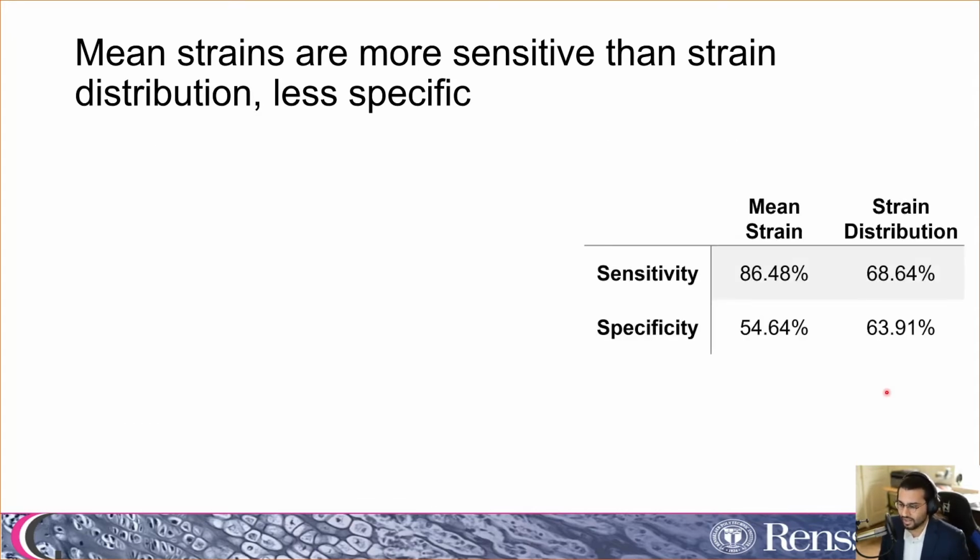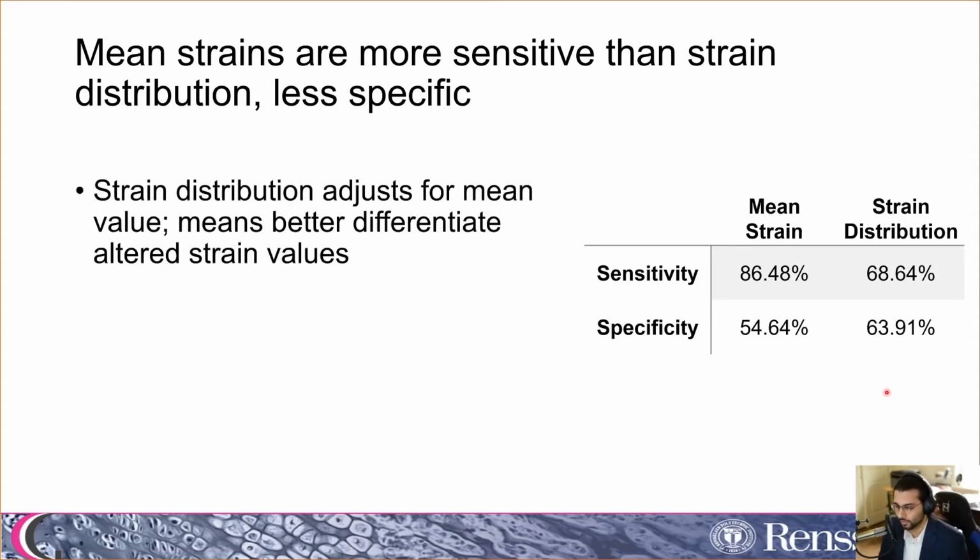And we find that with an analysis of sensitivity and specificity as well. The mean strain is more sensitive, but less specific. This makes sense because the strain distribution ultimately adjusts for the mean value. It only looks at the shapes of the relative distributions to determine whether these cells are actually different, whereas the mean strain looks at mean values. And it turns out the means are the better differentiator of these altered strains.